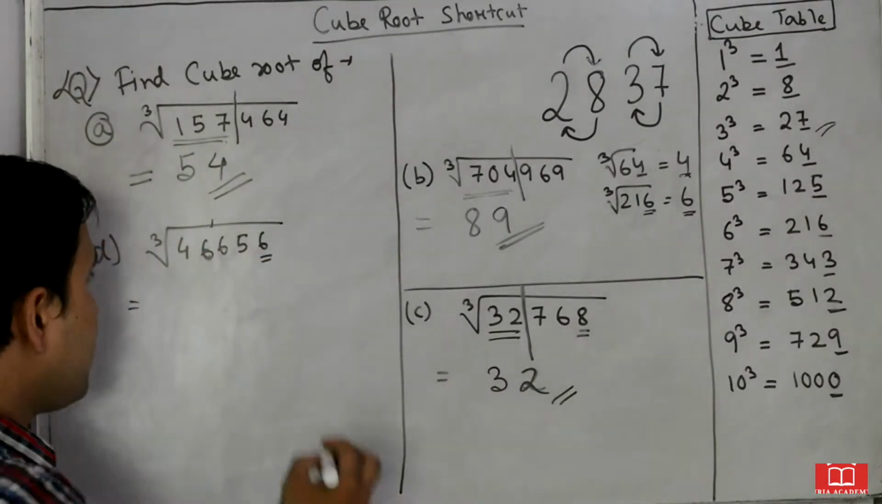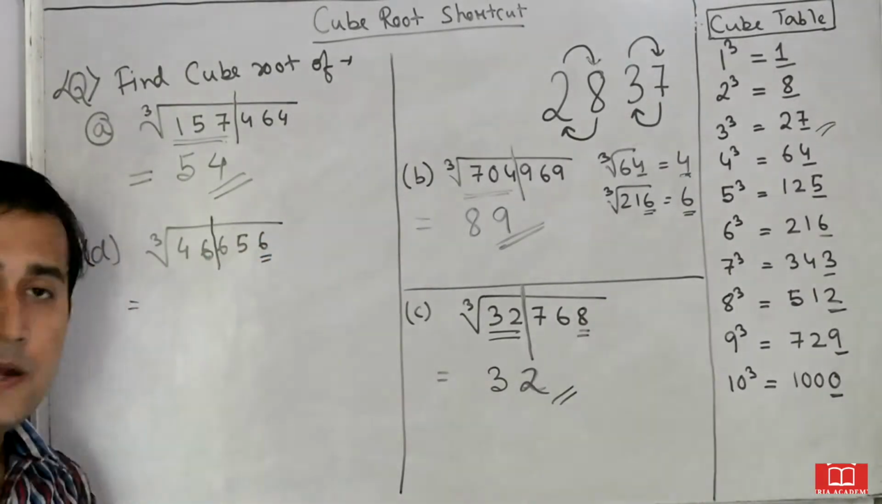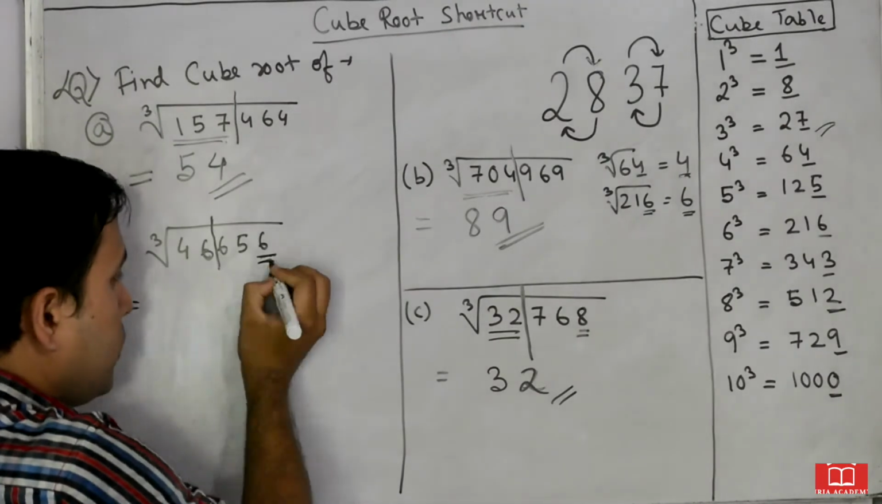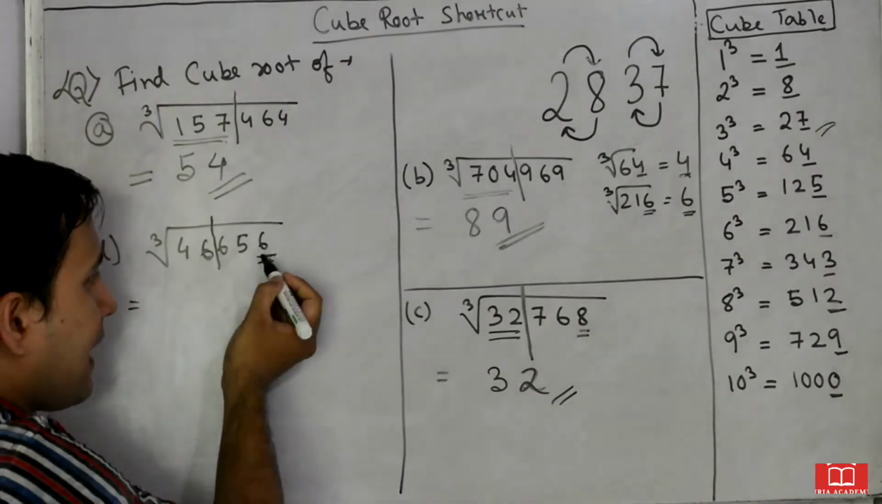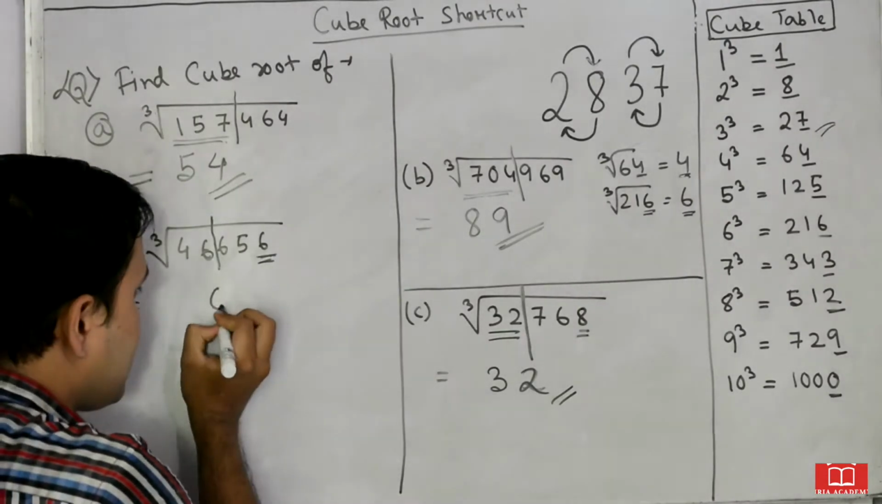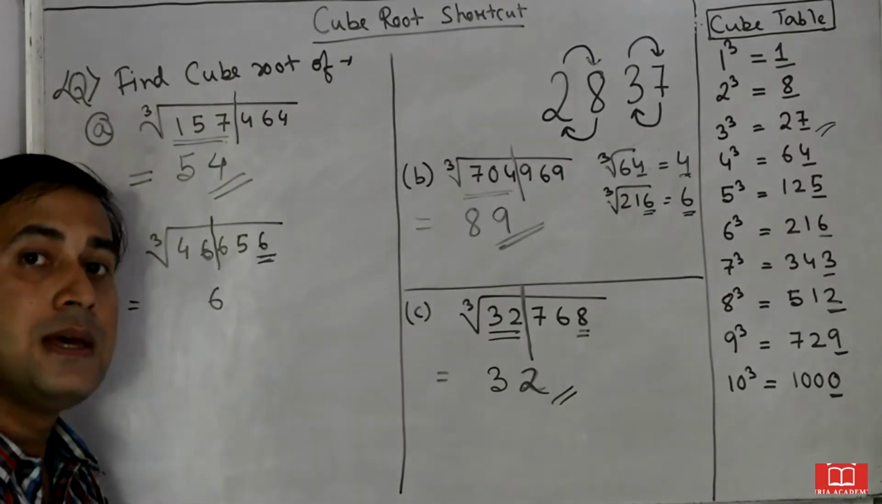Let us go to our last problem, which is finding the cube root of the number 46656. So the first step is we'll divide it into triplets and look at the last digit. What is the last digit? The last digit is 6, and if the last digit is 6 in the question, the last digit of the answer will also be 6.